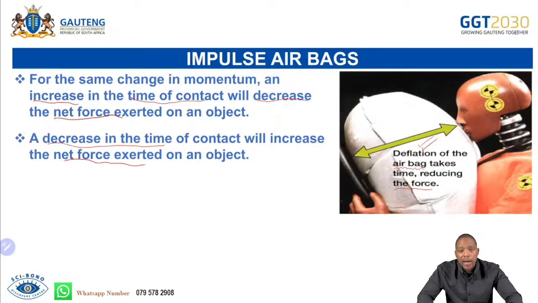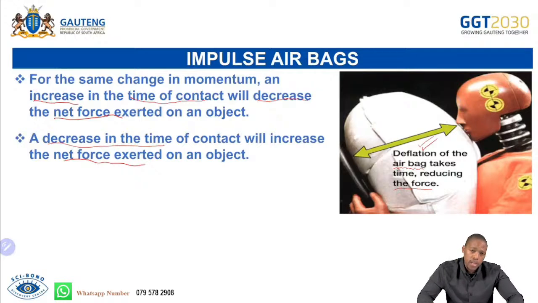But the idea behind the safety features is that they must do what? They must increase the time of contact, so that when we are having that change in momentum, this is going to decrease the force that is exerted on a particular object. And in cars, that object will be a human being, a driver or a passenger, increasing the chances of you surviving, decreasing fatal injuries, and increasing road safety.